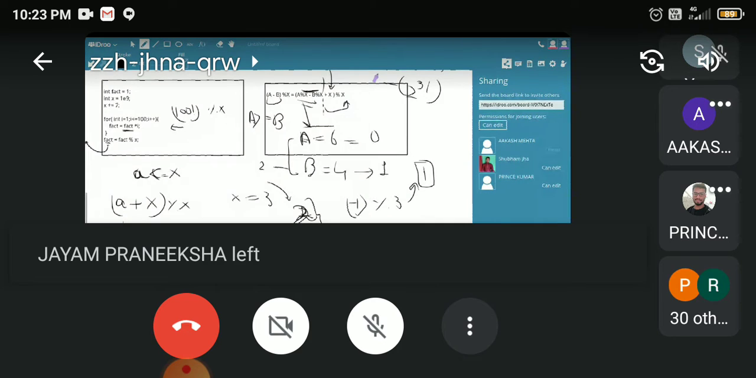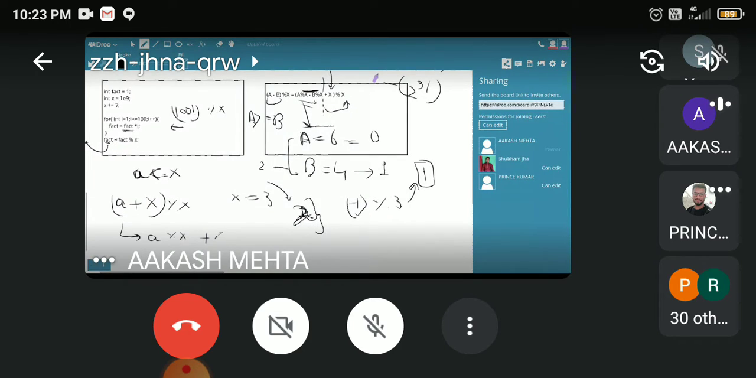A mod x plus x mod x, from our addition property. So the answer, see, x mod x is 0, so the answer will again be a mod x. So there is no harm in adding an x while taking modulo.